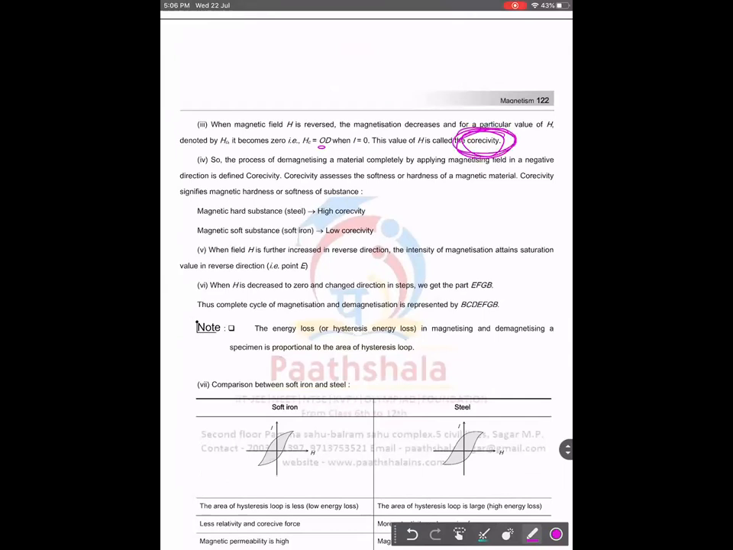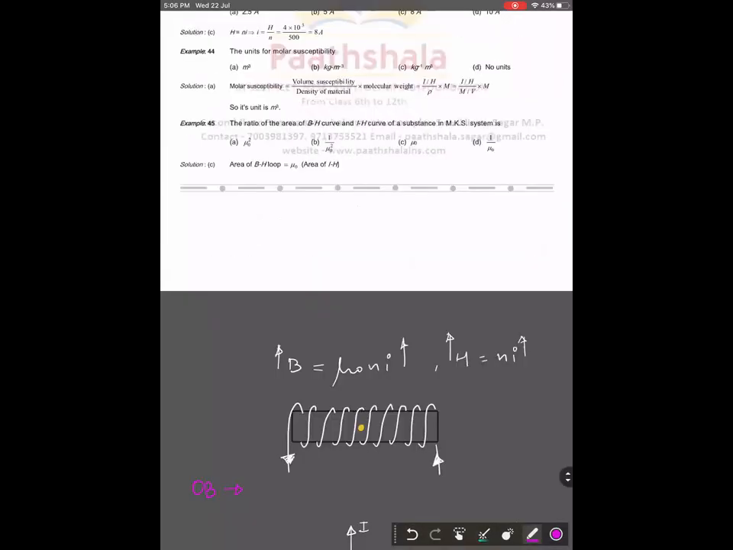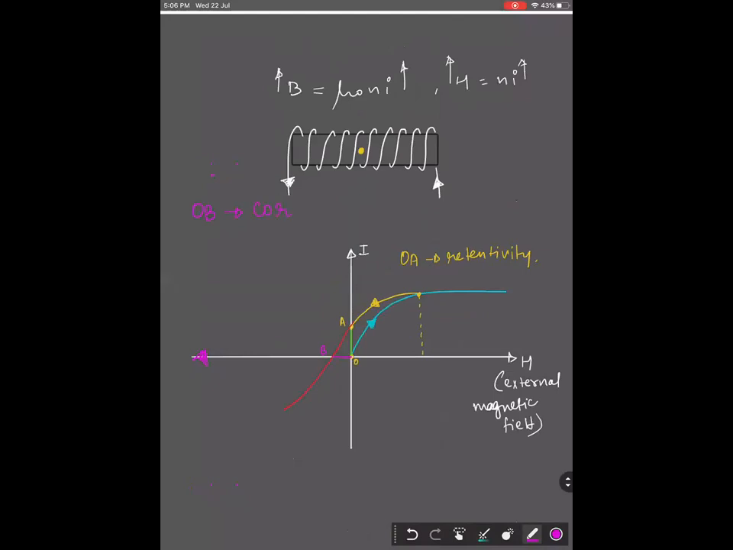So what is this OB? Coercivity. You understand that? What does OB represent? How much magnetic field you will have to apply in the negative direction to eliminate the residual magnetic field, or the remaining magnetic field. Do you agree with that? Yes, sir. And you have magnetized this bar magnet in the opposite direction.